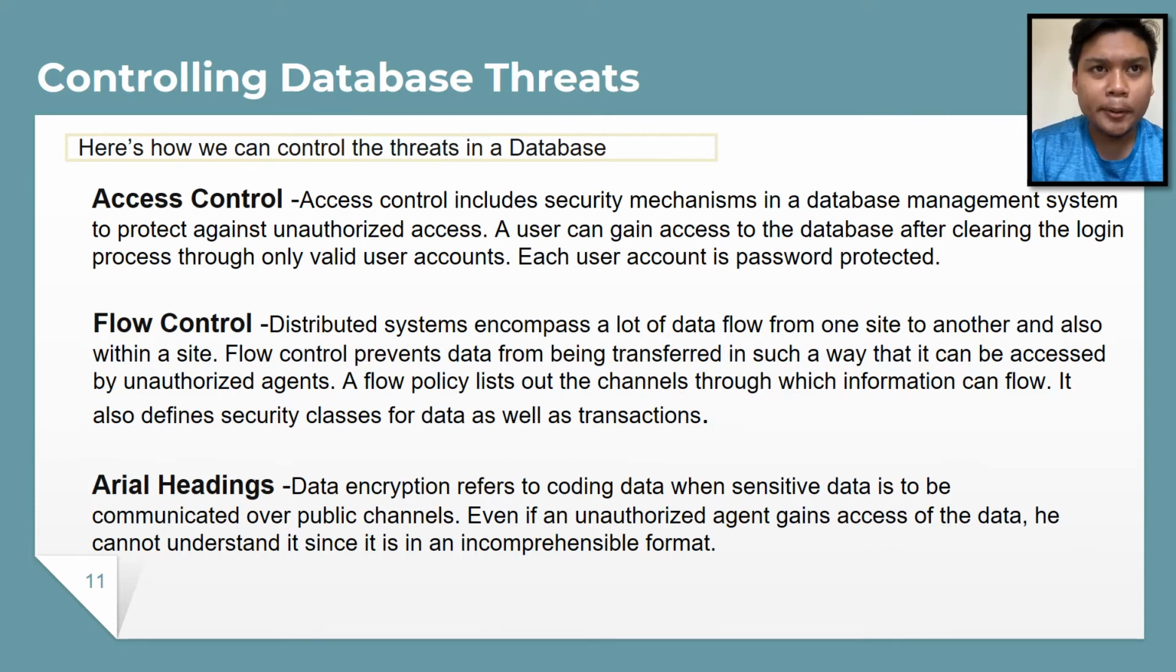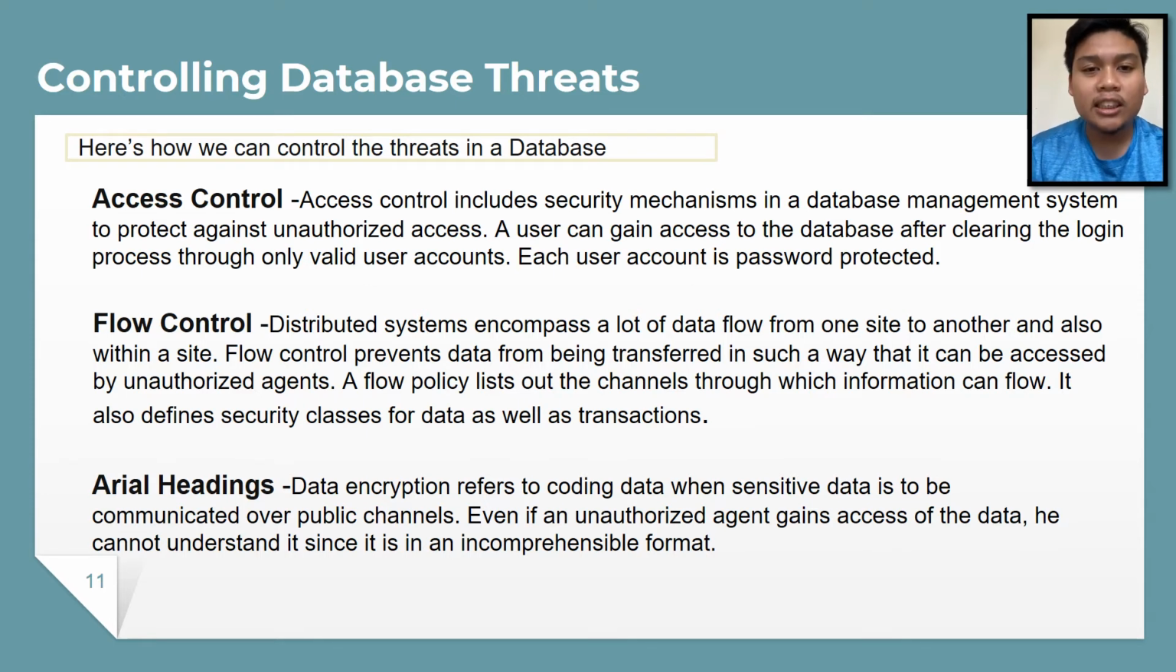Flow control is in a distributed system and encompasses a lot of data flow from one site to another and also within a site. Flow control prevents data from being transferred in such a way that it can be accessed by unauthorized agents. It means that the data that's going to be transferred from one site to another is being controlled. The flow of the transfer is being controlled. A flow policy lists out the channels through which information can flow. Only authorized flow can be gone through by the data to be transferred.